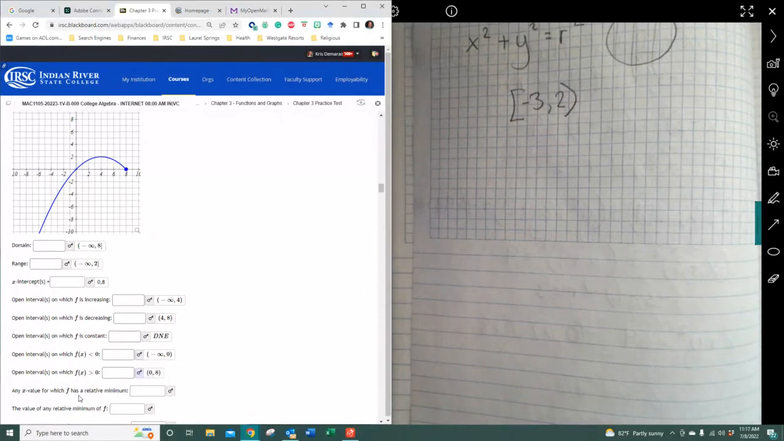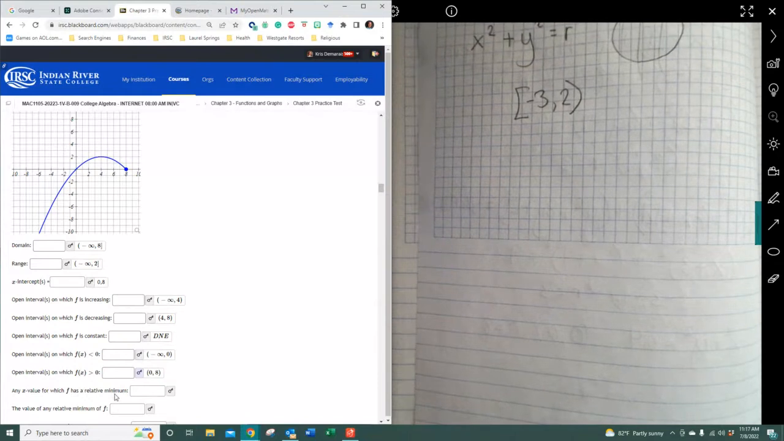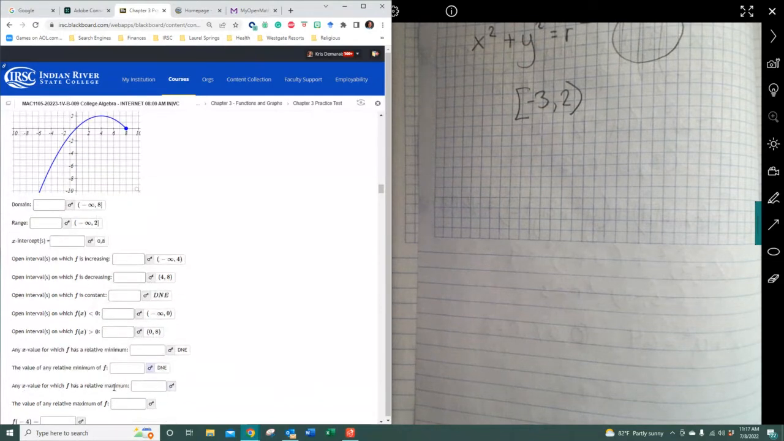Any x values at which f has a relative minimum does not exist. The value of the relative minimum of f does not exist as well, because there are no minimums. As for a maximum, there is a maximum and it occurs at 4, and the output value would be 2. So the next two answers are 4 and then 2.